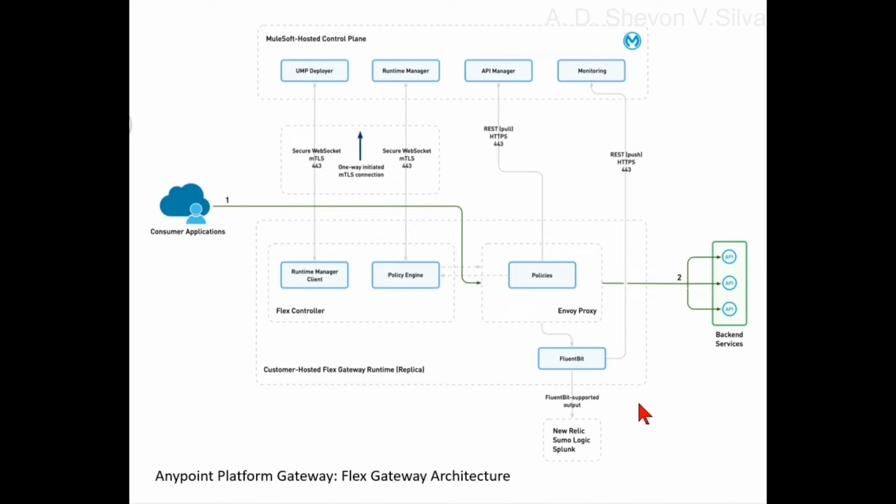Replicas. A runtime unit is called a replica. While a single runtime can support multiple backend APIs, for high availability it is best to deploy Flex Gateway as a cluster with multiple replicas running in parallel. Using clusters increases gateway performance and robustness, and it is recommended for high performance applications that must scale.